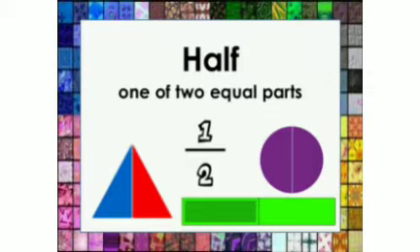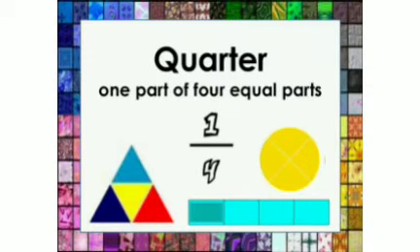First, half. Half is one of 2 equal parts. That is, out of one whole part, we are dividing into 2 parts. See here, one triangle is divided into how many parts? 2 parts. One is blue in color, another one is red in color. Next, one circle, purple color circle, is divided into how many parts? 2 parts. Again, one rectangle is divided into 2 parts. This is half.